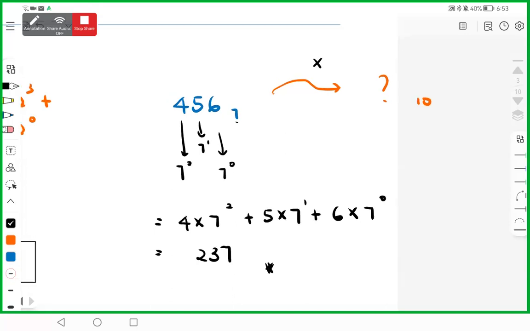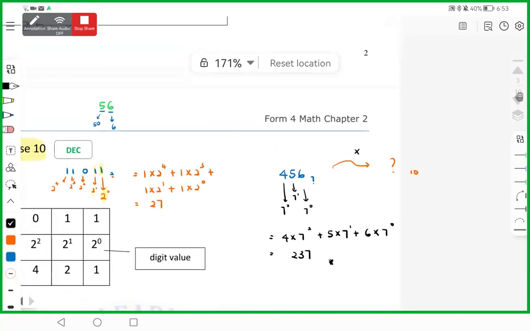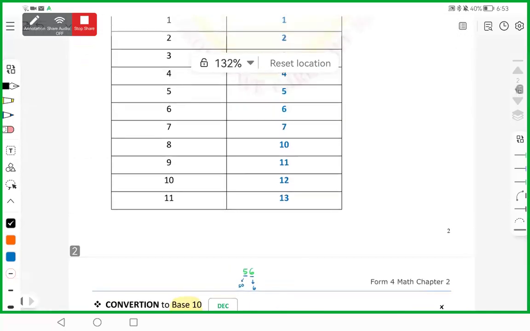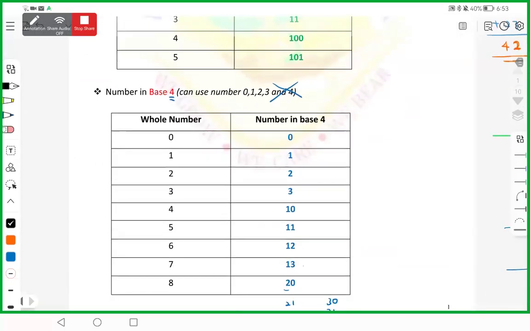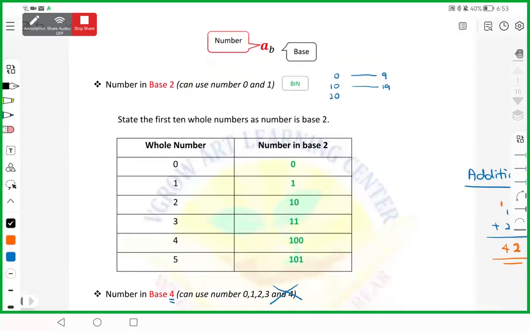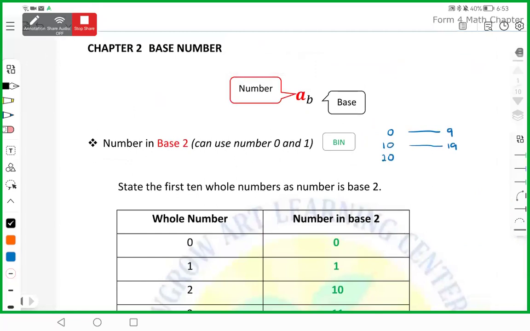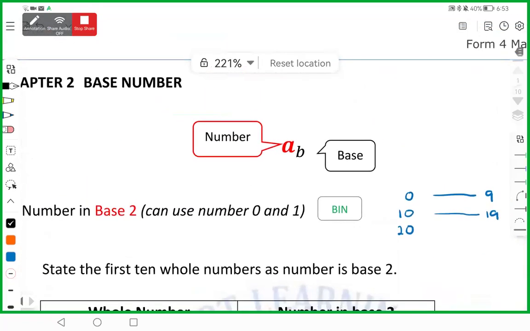Okay, so that's what we learned in chapter 2, base number. It's not complete yet, but already partial, half of it. It's not that difficult. Okay, so let's do a recap, a quick one. So under base number, the base is right at the bottom. Yeah, it's written at the bottom.